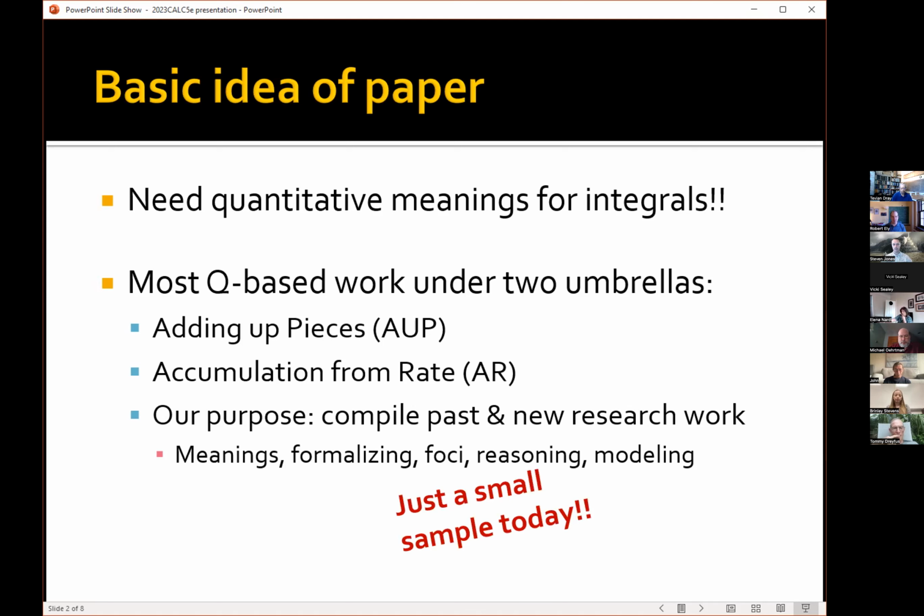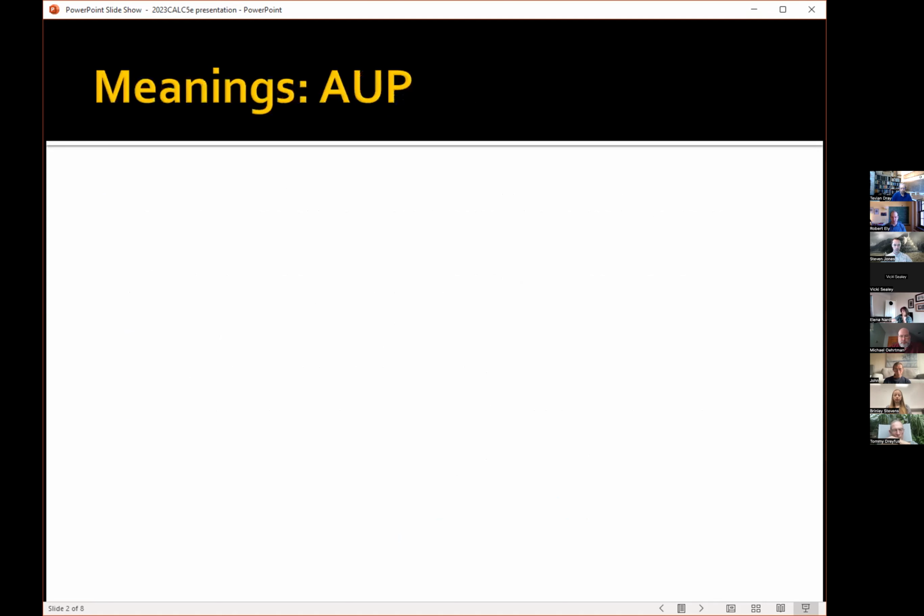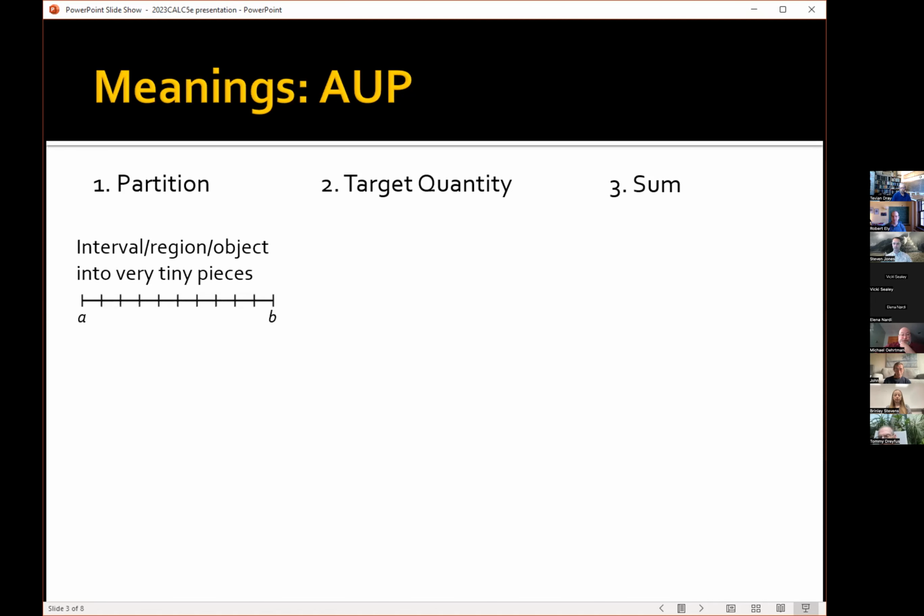We'll focus mostly on the meanings, and a little on why it might make sense for each of these approaches to have emerged. So let me start with adding up pieces. The adding up pieces paradigm of integrals follows a three-part structure that matches the Riemann sum pretty closely. The first part, partition, is exactly what you'd expect: whatever interval or region or object gets partitioned into very tiny pieces. In adding up pieces, the differential, like dx or dt, has a very particular meaning of being a little tiny bit, a little infinitesimal bit.